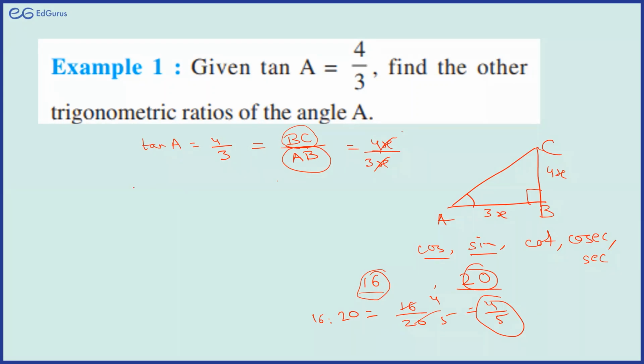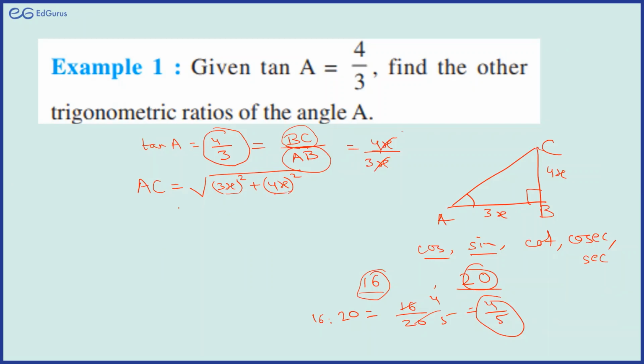Now what is the hypotenuse AC? AC will be the square root of AB square plus BC square. Good. What will that be? AB square is 3x square plus 4x square, 3x and 4x, not 4 and 3. Now we are talking in terms of exact measurement. Here we were talking in terms of ratio, here we are talking about exact measurement.